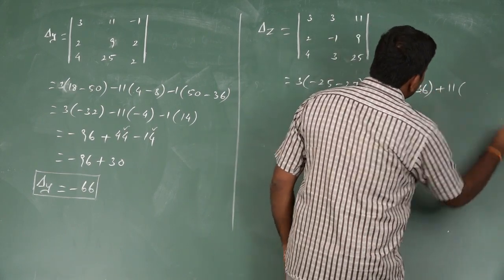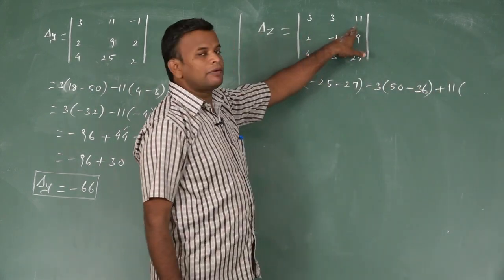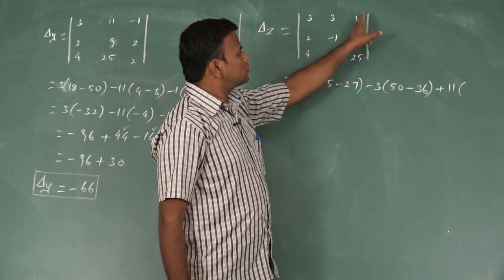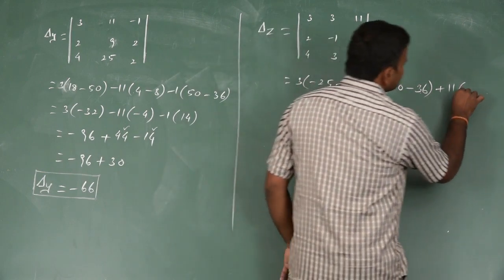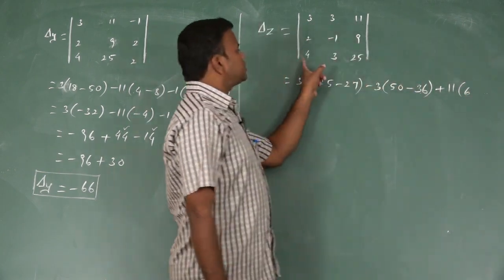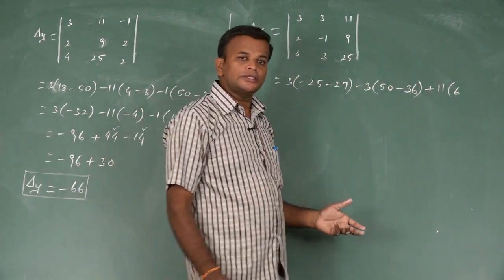Plus 11 of. Next element is 11, plus 11 of. We leave this row and that column. First of all, 2 3s are 6. We multiply these two elements with a minus sign, so plus 4.